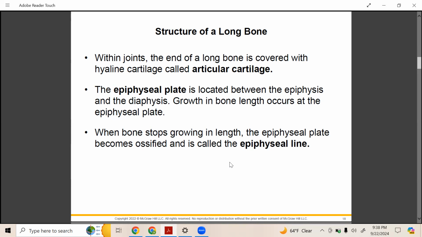So when our epiphyseal plate is open, or our growth plate is open, that means that our bones are still growing longer. When our epiphyseal plate stops growing, our length does not change in our bones anymore, and it's known as the epiphyseal line. So that epiphyseal plate or our growth plate becomes fully ossified, so there's no more room for new cells to fill in. The lengthening of our bone stops.